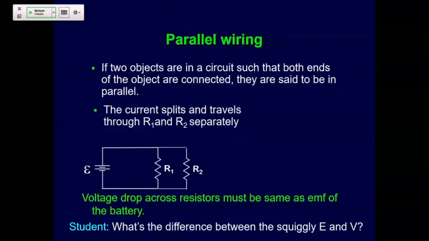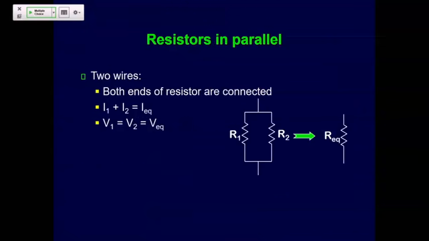So a question: what's the difference between the squiggly E and the V? Again, really there is no difference for us. The squiggly E is just the voltage across your battery. And so we've got this case here where the voltage drops across these are the same.